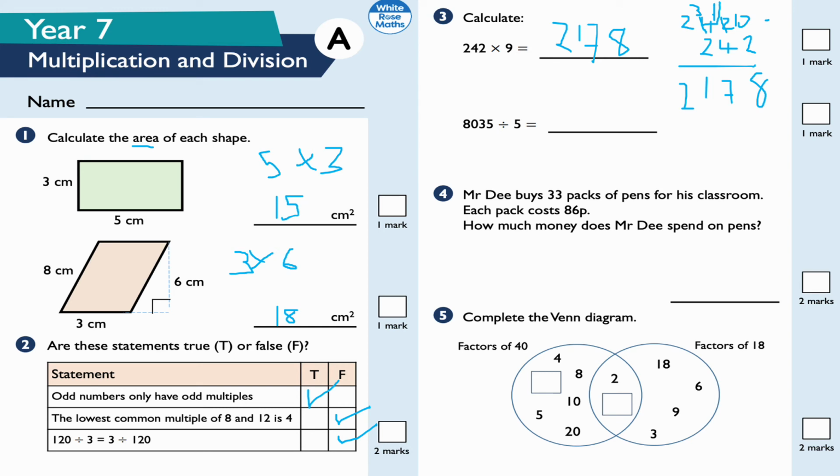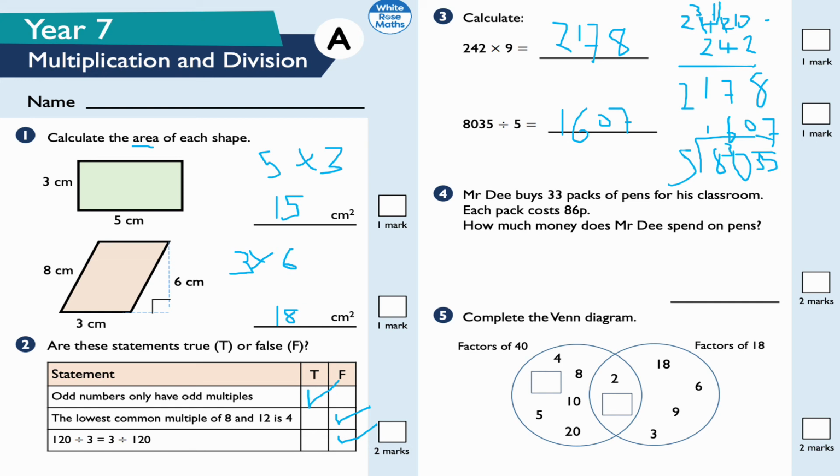Okay, next question. We are going to use the bus stop method for this. Okay, so 8,035 divided by 5. So how many 5s go into 8? Well, that's going to be 1, remainder 3. 5s into 30 is going to be 6, remainder 0. 5s into 3 is going to be 0, and then 5s into 35 is going to be 7. So it's 1,607.